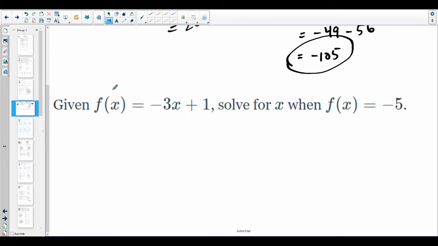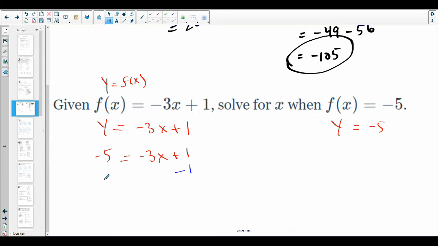So remember, whenever we're doing this, y is equal to f of x. So this is like saying y equals negative 3x plus 1. Solve for x when y equals negative 5. So plug negative 5 in for y and solve for x. You've been solving for x all year. Subtract 1 from both sides. Divide by negative 3 on both sides. Negative divided by negative is positive, so we get positive 6 over 3, 2 equals x.